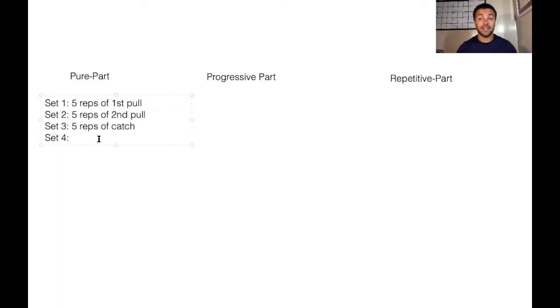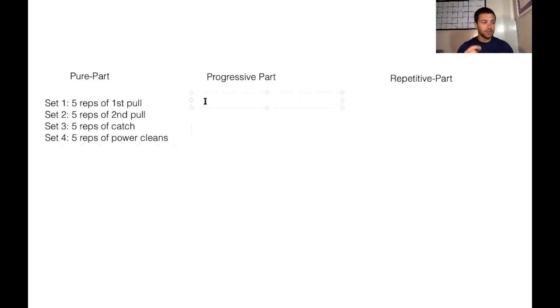Now I'm going to practice the skill in its entirety. So I'm going to do 5 reps of power cleans, right? I'm going to do 5 reps of a power clean, all right? And so that's it. You practice each subcomponent individually, and then at the very end, you practice the skill in its entirety, all right? Now let's look at progressive part training.